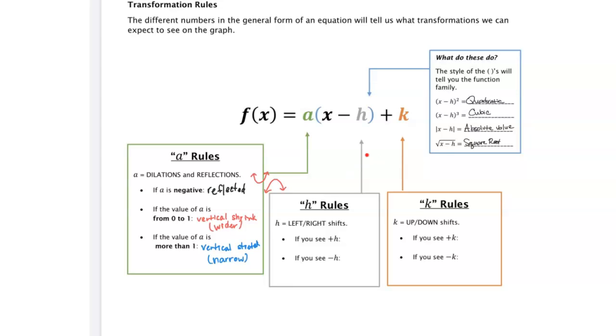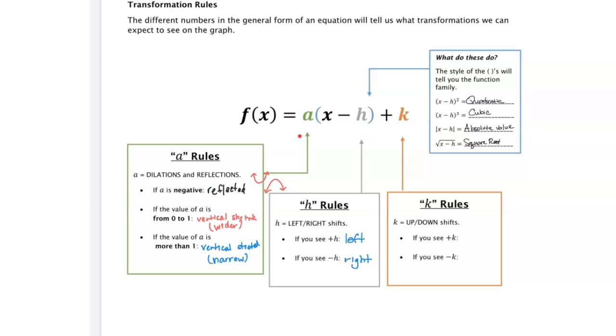Okay. The value that is inside of your parentheses that's either being added or subtracted to your x, this has rules, and we call it h. So your h rules. H shifts your function from left to right. If you see a plus h inside, then that means that you have a left shift. If you see a negative h inside, then that means that you had a right shift. So you shift it over to the right.